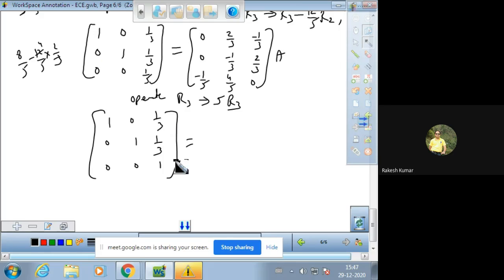डायगोनल एलिमेंट 1 बनाने के लिए हम लोग 5 से मल्टीप्लाई कर देंगे. सिमिलरली इसकी थर्ड रो में भी कर देंगे. 0, 2 by 3, minus 1 by 3. This is 0, minus 1 by 3, 2 by 3. This is minus 1, 4, 0. तो 5 उड़ा देते हैं हम लोग. इधर भी उड़ा देते हैं, उधर भी उड़ा देते हैं.